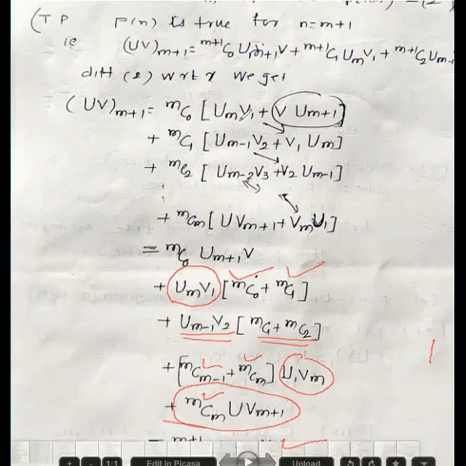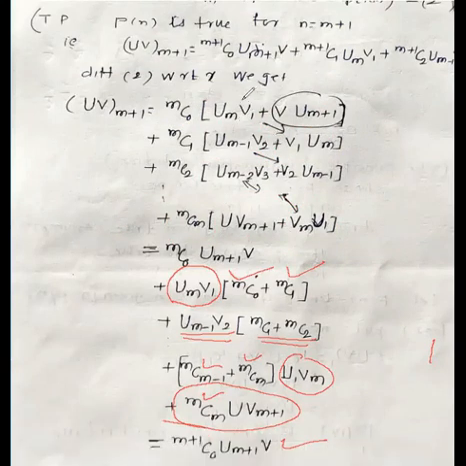So collect the common terms. We have collected the common terms. The first term of every bracket is common with the second term in the next bracket. So collect all these terms. We have collected them. And this is a single term: v u^(m+1) and u^(m+1) v. These are the single terms.